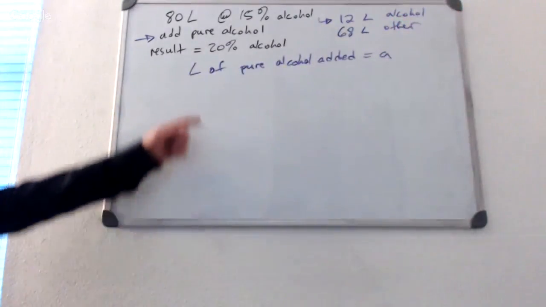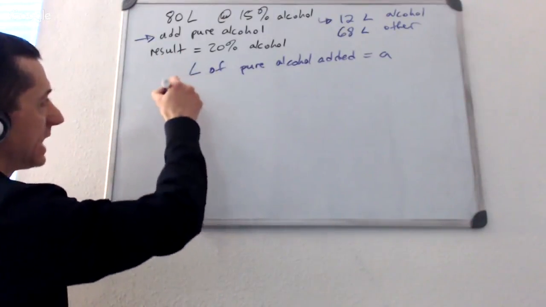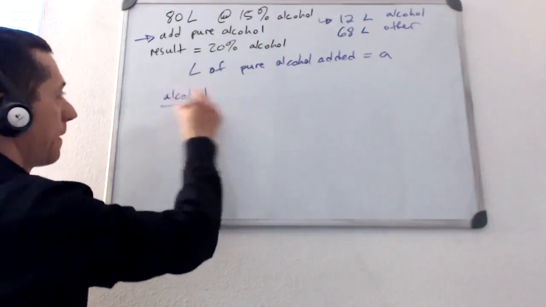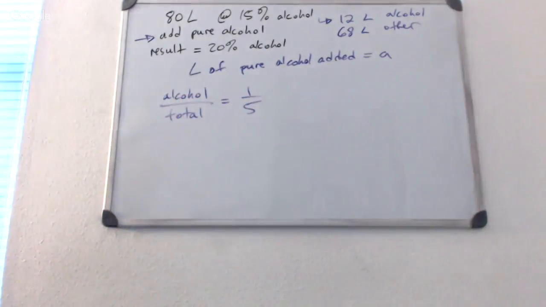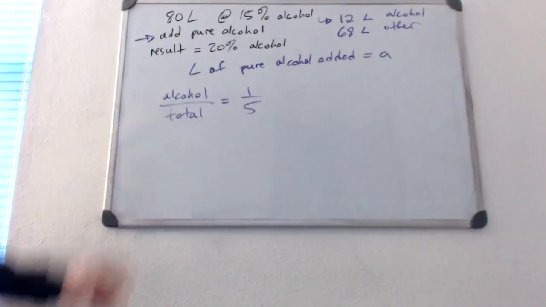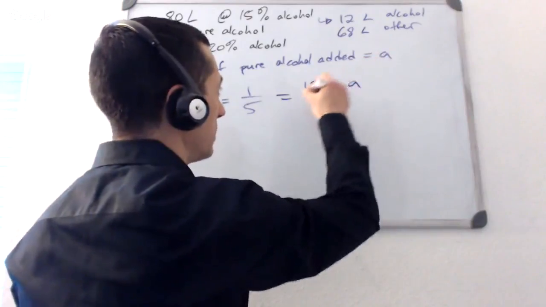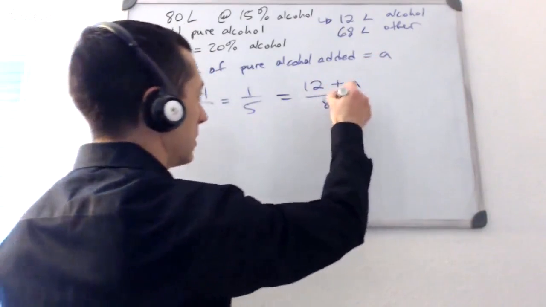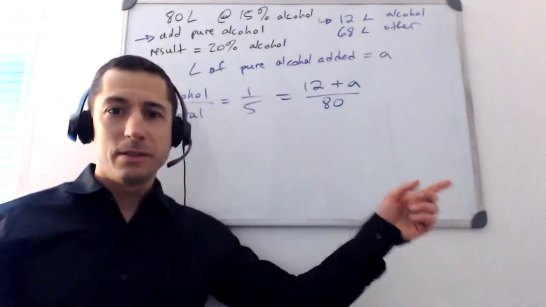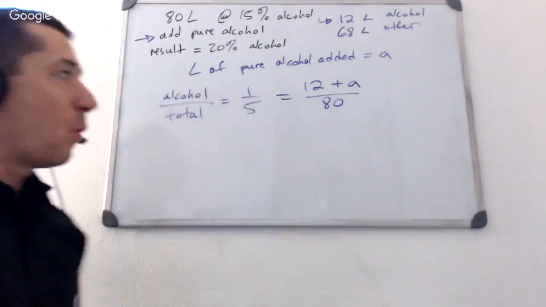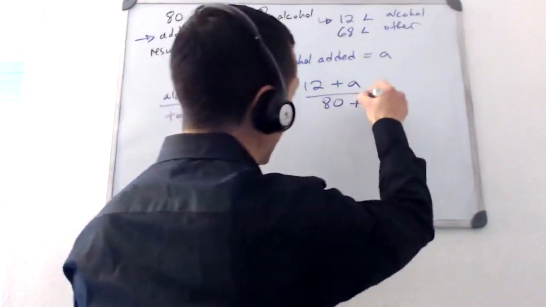Okay, fine. And now we want something that's going to be 20% alcohol. What does that 20% mean? We're saying that the alcohol over the total is going to be 1 over 5. So what do we know about the alcohol? The alcohol started out at 12. We're going to add some alcohol to it. What's the total? 80 liters. No problem. You solve this, you're good. The problem is that's actually going to give you the wrong answer. Why? We're actually adding alcohol to the whole thing too. Stick that A down there.